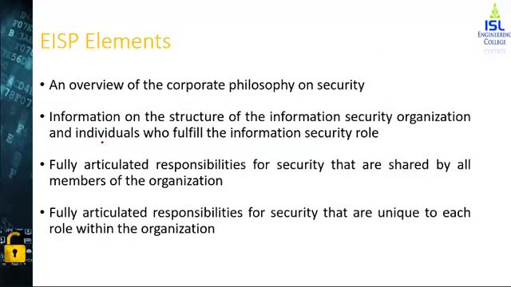The next is the EISP elements. Now, as I told you, the EISP is basically a 2 to 10 pages document. So this document should include a few things. Now, what are those things? First is an overview of the corporate philosophy on security. You need to know what the particular organization thinks security is. When you know what the corporation thinks security is, then it becomes easy for you to identify how security needs to be implemented.